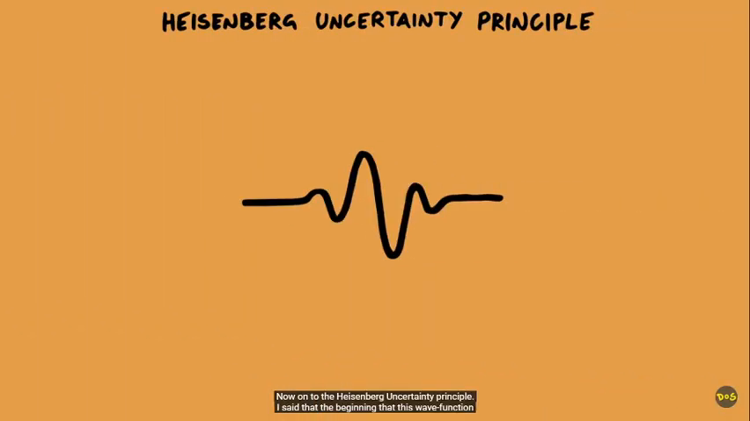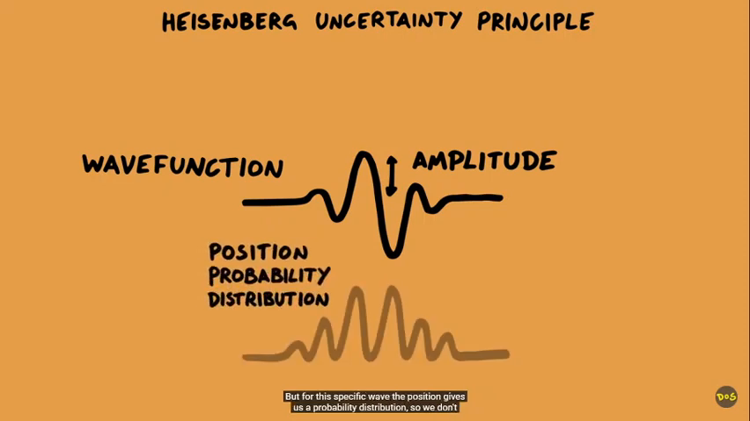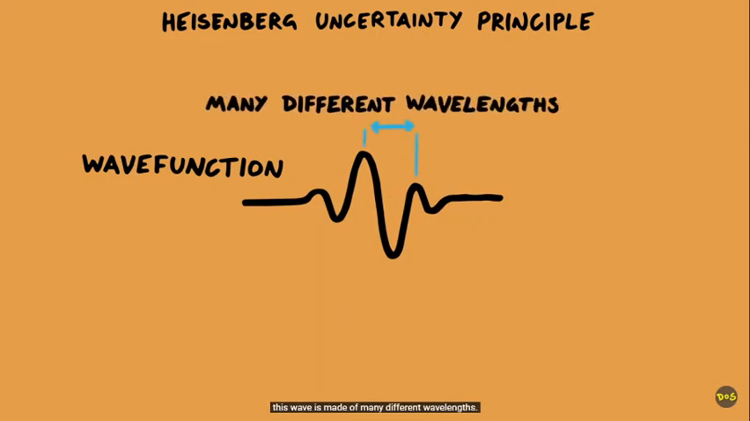I said at the beginning that this wave function contains all of the information, like position and momentum of the electron. We just have to do some maths on it. The position is given by the amplitude or height of the wave, and the momentum is given by the wavelength of the wave. But for this specific wave, the position gives us a probability distribution, so we don't know exactly where the electron is. Also, there's an uncertainty in the momentum because this wave is made of many different wavelengths. But we can reduce that uncertainty.